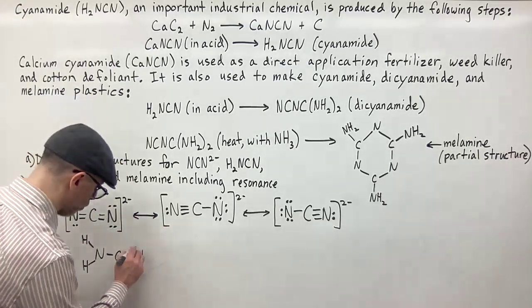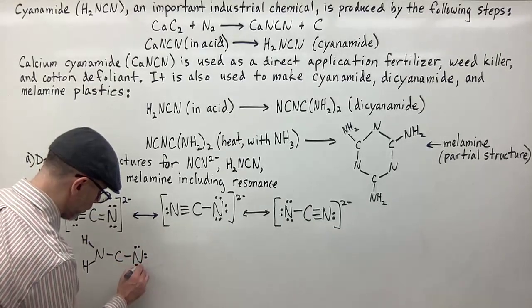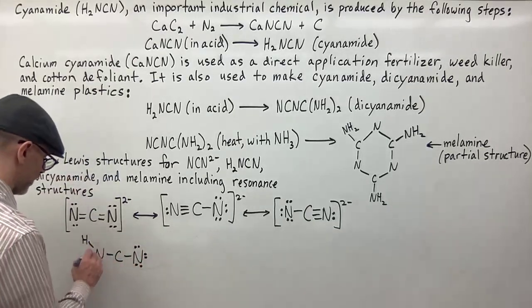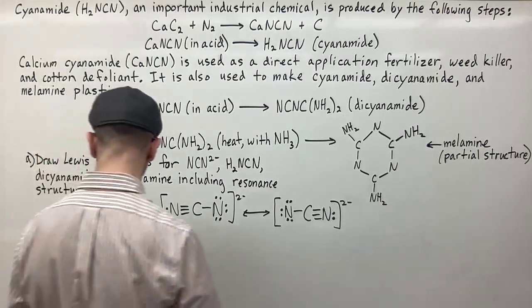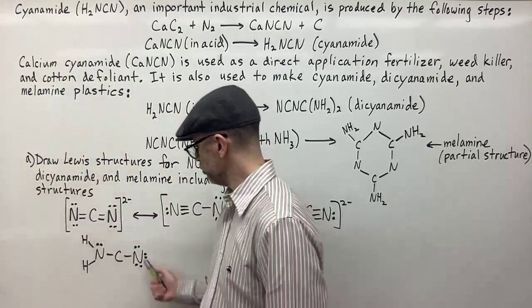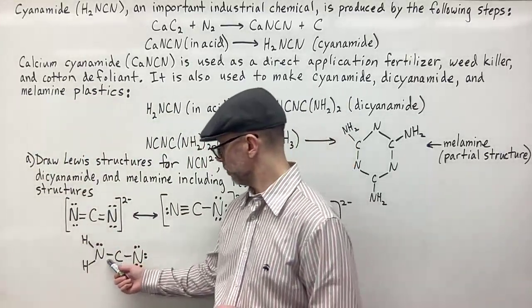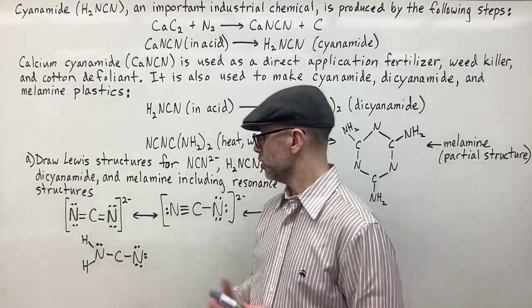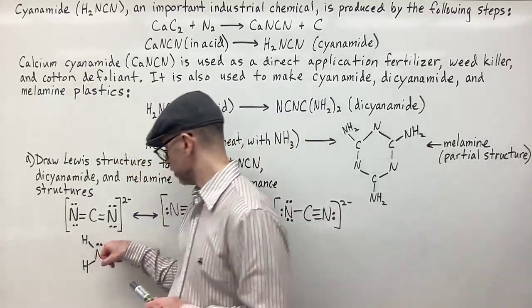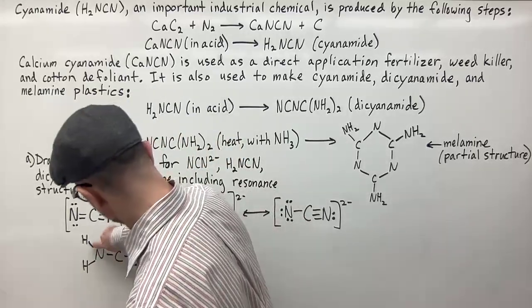So I'm going to put lone pair 1, 2, 3 lone pairs on that nitrogen, and then this nitrogen needs a lone pair. So I used up 8 electrons, so I've used up all my electrons, but notice that carbon needs 2 more bonds. So what I can do is move a lone pair from this nitrogen, make a double bond.